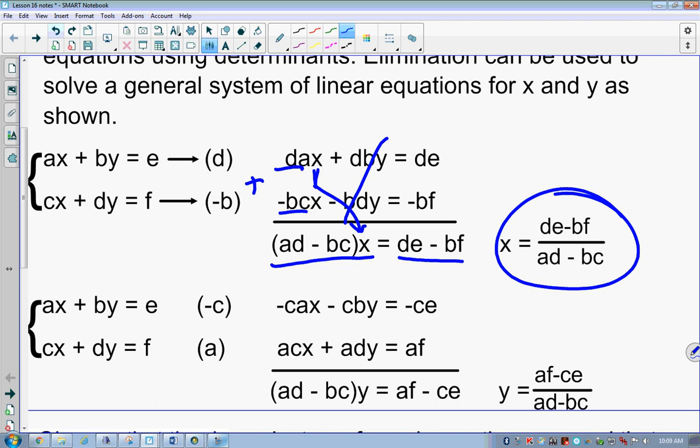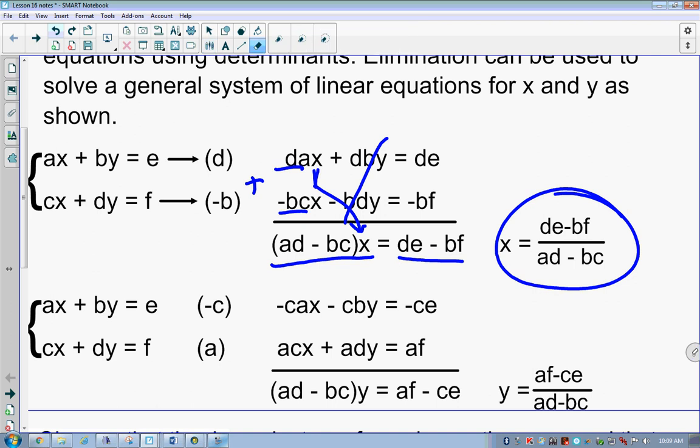It looks really complicated, right? It only really is complicated because we're using letters instead of numbers, so it's a little harder to mentally comprehend what's happening. If we were using numbers, it would make a little more sense. But essentially, that's what's going on with solving for x by elimination.